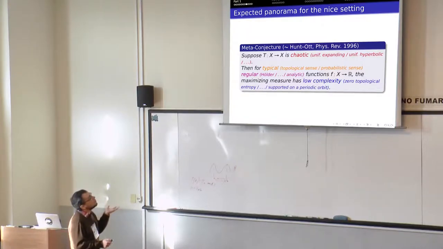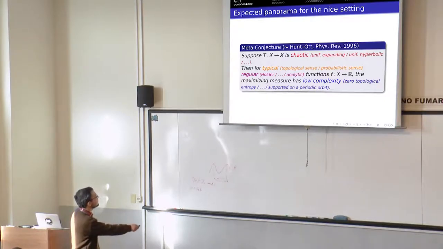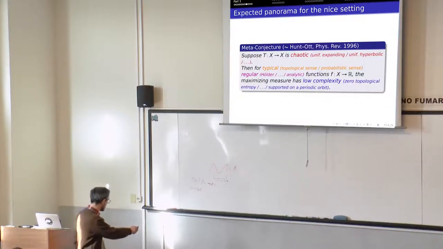It's at least zero topological entropy. But if you are more ambitious, and this is the way they wrote the conjecture, they said that typically the maximizing measure should be supported on a periodic orbit. Okay, like this example. So typically, you shouldn't be too distinct from that.